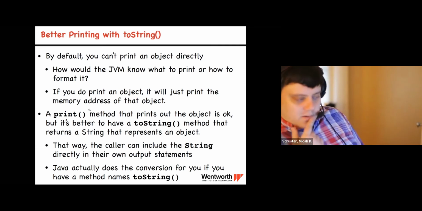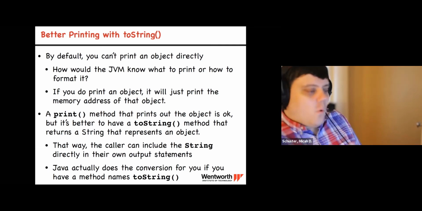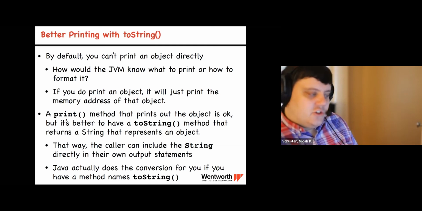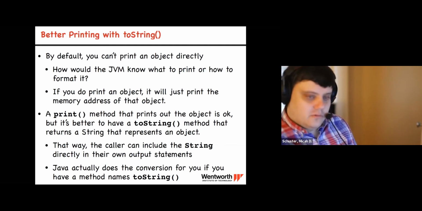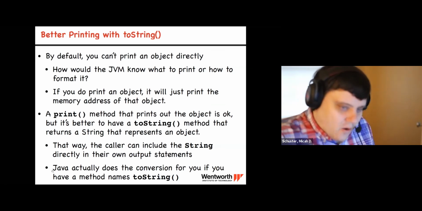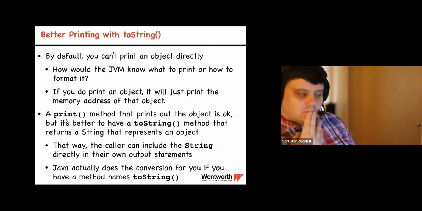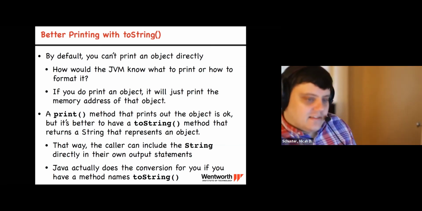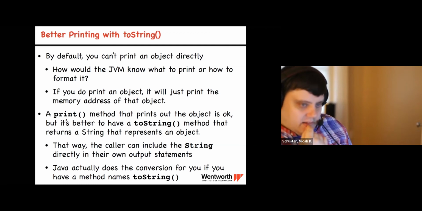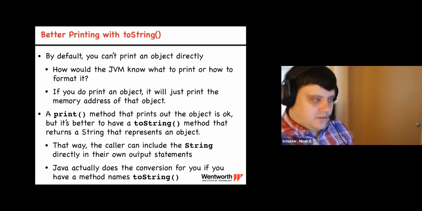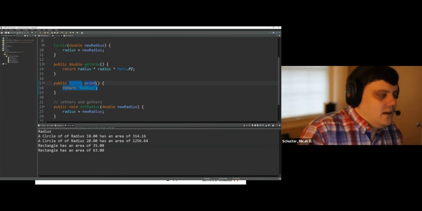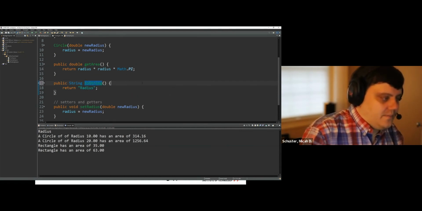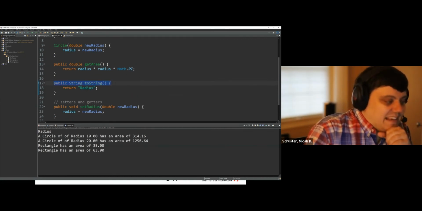So the print method can work, but the better one to have is what's known as toString. It's a method that returns a string, just like the print that we wrote, but Java actually figures it out for you. Java finds the toString automatically. So let's change the name of print in my circle class. So I'm going to name this toString. It has to be exactly like this.